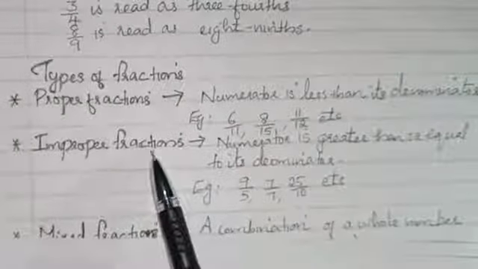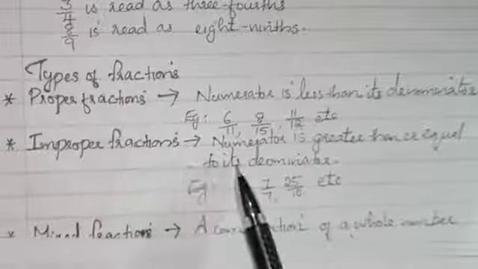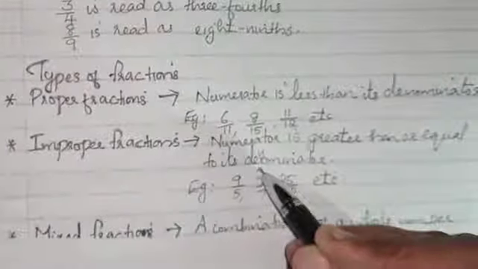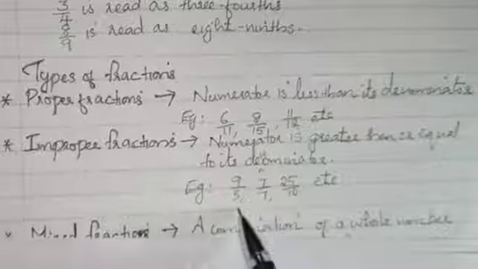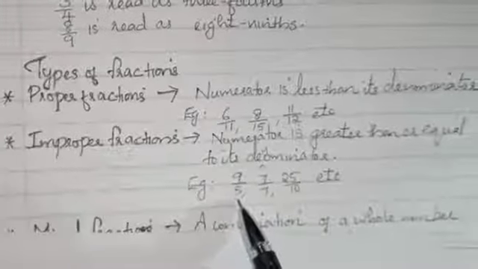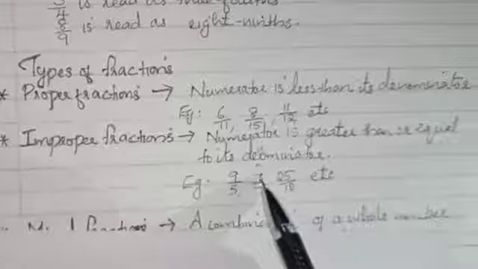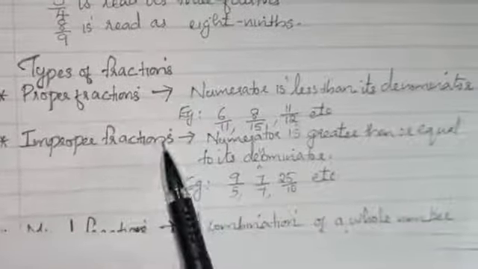Next one, improper fractions. A fraction whose numerator is greater than or equal to its denominator. For example, 9 by 5. Here the numerator is 9 and the denominator is 5, so the numerator is greater than its denominator. Then 7 by 7. Here the numerator and denominator are equal. So these are examples of improper fractions.